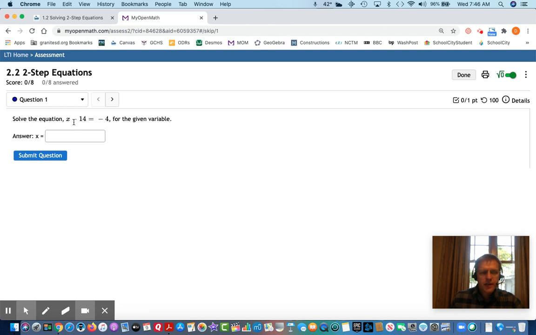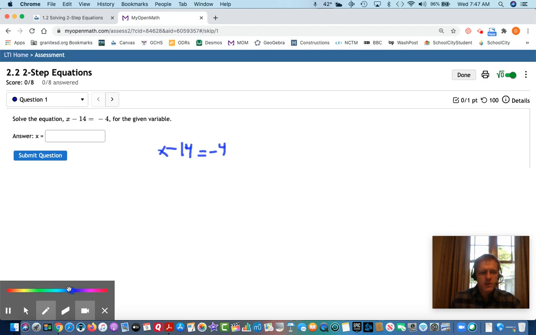Solve the equation x minus 14 is equal to negative 4. Now, this one actually is a one-step equation. I put it in here for review. So let's just see if you still remember from the previous quiz. x minus 14 is equal to negative 4.